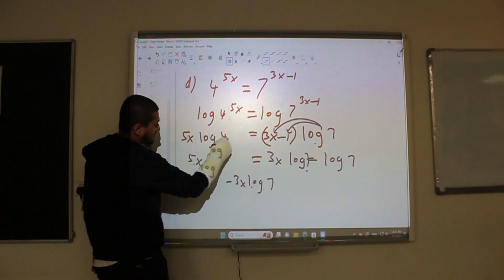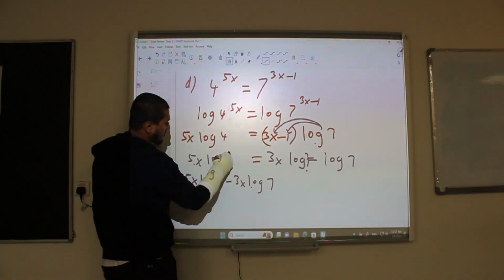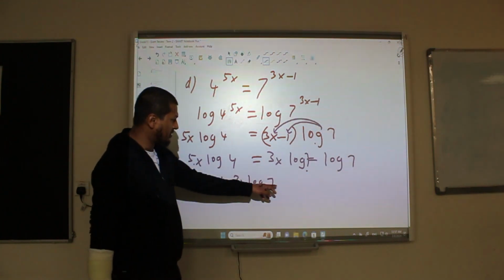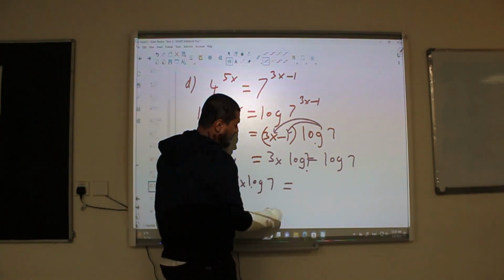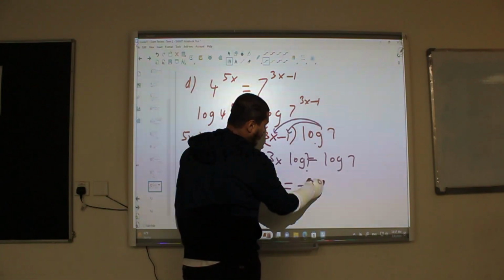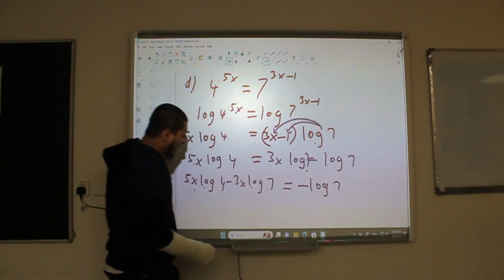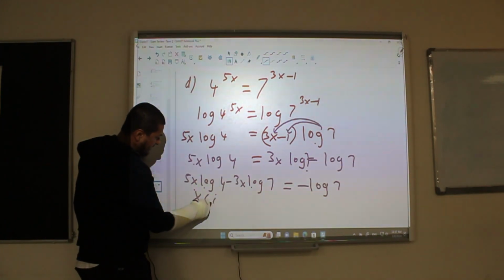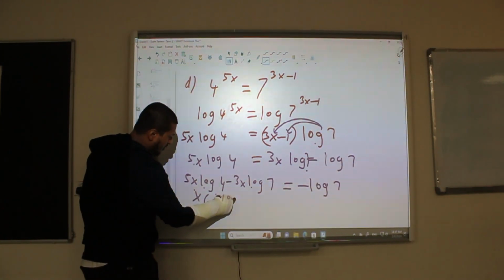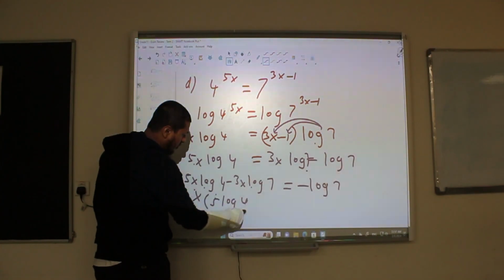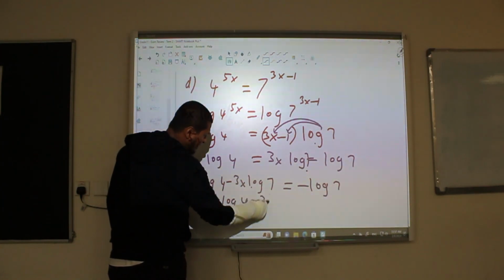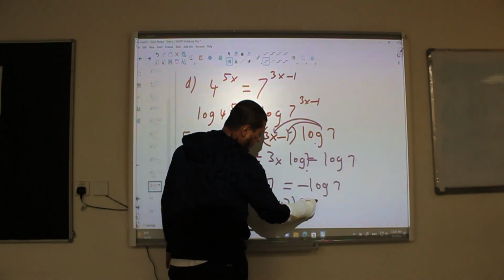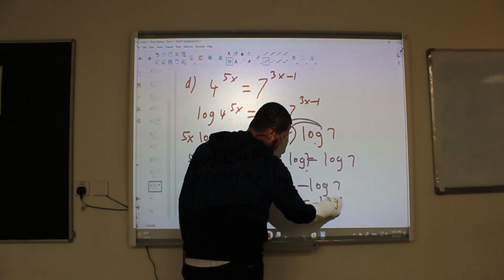Correction, because that was base 4 to the power, so log 4. 5x log 4 minus 3x log 7 is equal to negative log 7. Now we take out x as a common factor because we're solving for x, so we have x times 5 log 4 minus 3 log 7 equals negative log 7.